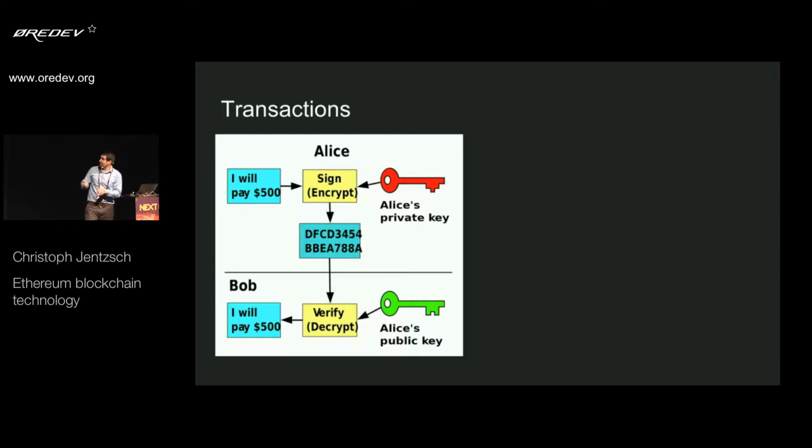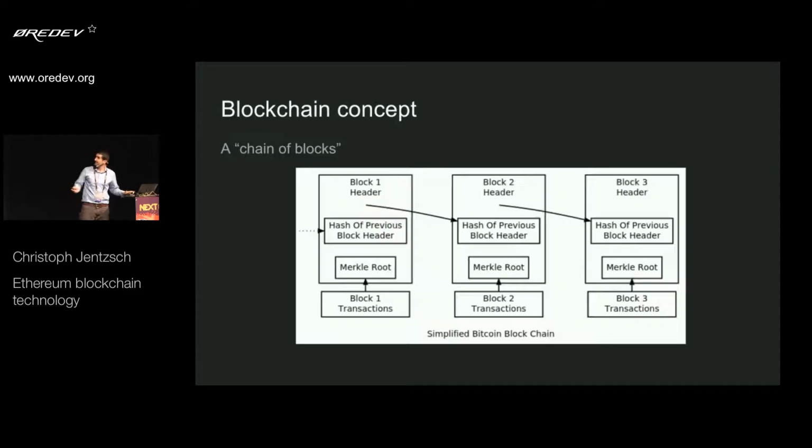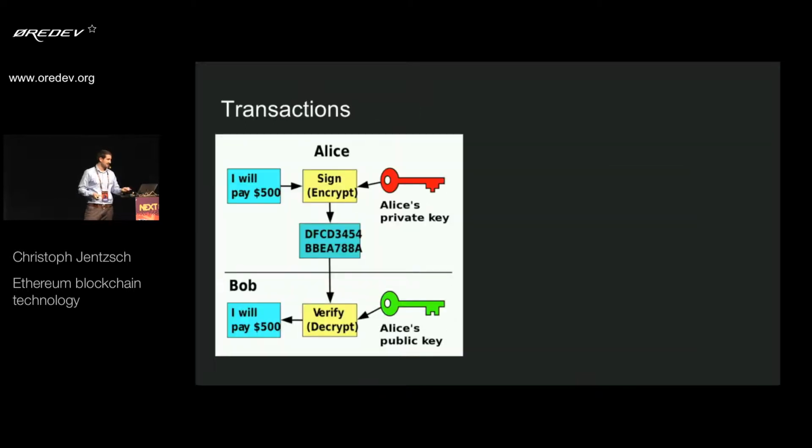So I already spoke about transactions, but I just want to mention again, this part here, the signed transaction, this is the stuff which goes into the blockchain. So that's why a blockchain is just a set of signed transactions which are combined in a block, and those blocks are cryptographically linked to each other with a hash.